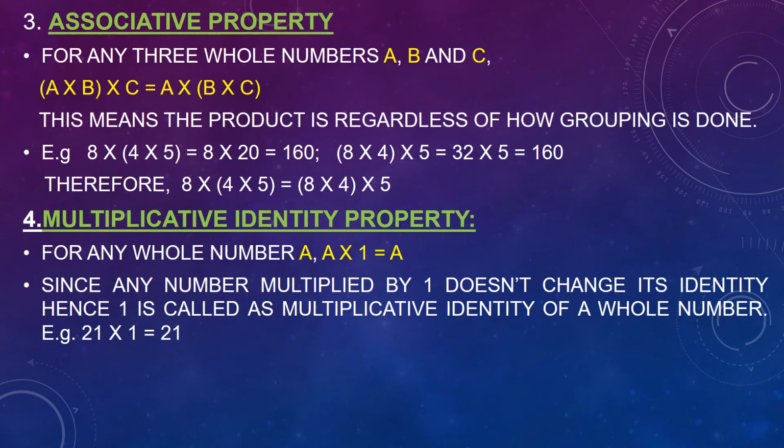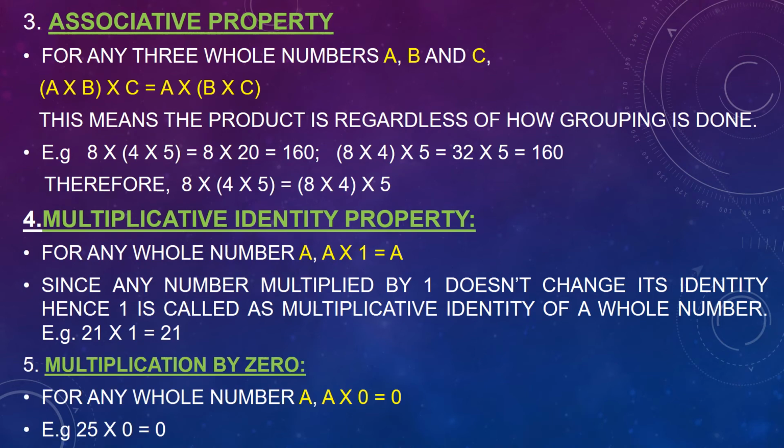Now the question comes, why 0 is not a multiplicative identity of a whole number? 0 is an additive identity of a whole number, then why 0 is not a multiplicative identity of a whole number? The answer is in the next property, multiplication by 0. For any whole number a, a multiplied by 0 is equal to 0. 25 multiplied by 0 is equal to 0. So, the identity of a number is not maintained. Therefore, the multiplicative identity of a whole number is 1, not 0.